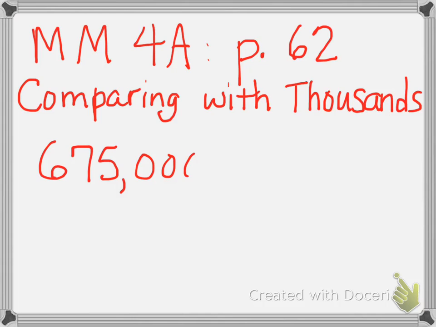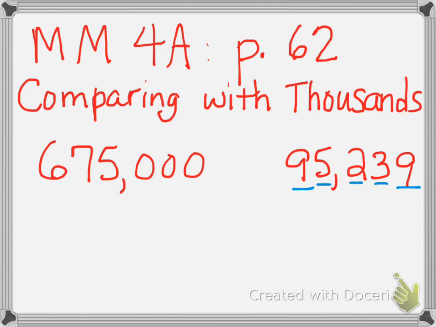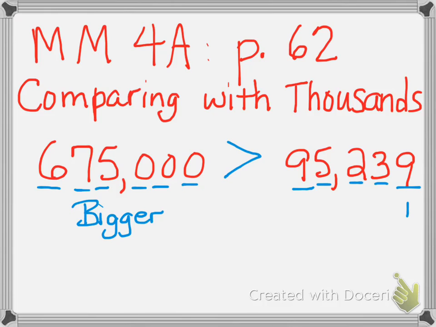Let's say I wanted you to tell me which is bigger, 675,000 or 95,239. One of the things you might notice right away is that the number on the right has 5 digits and the number on the left has 6 digits. Just because of that, we know that the number on the left is bigger. So we can just write the greater than sign there that shows that the number on the left is bigger.